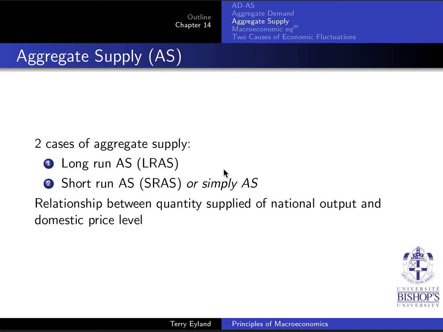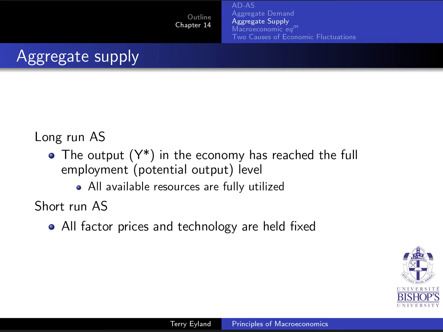But if we think of the general short run aggregate supply, just see it as something very similar to the supply curve in the supply and demand framework. Keep that in mind, and then we'll move into it. So the two cases: long run, or I call it LRAS, and short run, SRAS, or if you simply see AS, that's the short run aggregate supply curve. So, what's the long run aggregate supply curve?